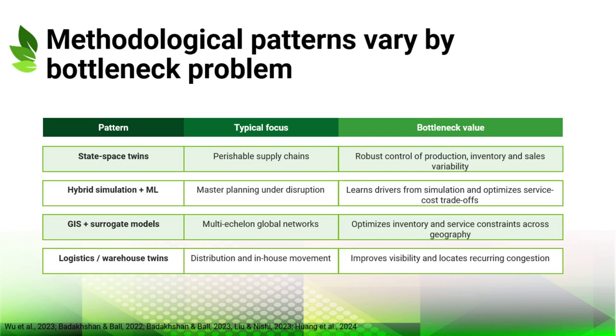Geographic information system approaches can support global multi-echelon inventory and service optimization across locations. Logistics and warehouse twins focus on distribution assets and internal movements, where congestion and poor visibility often occur. Across these patterns, the common purpose is to reveal where physical flows are constrained and to test improvements before implementation. The choice of method should match the operational bottleneck being examined carefully.